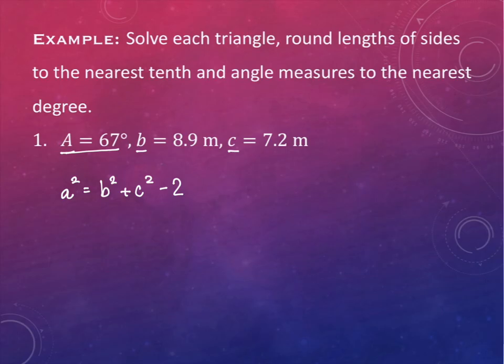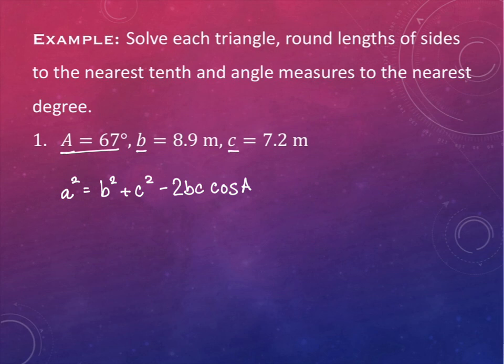I said it and wrote it wrong. Let's try again. B and C. And then it is the cosine of A. Because we've just done the law of sines, you might be tempted to just write down sine, so be careful, right? It is cosine when we have the law of cosines.